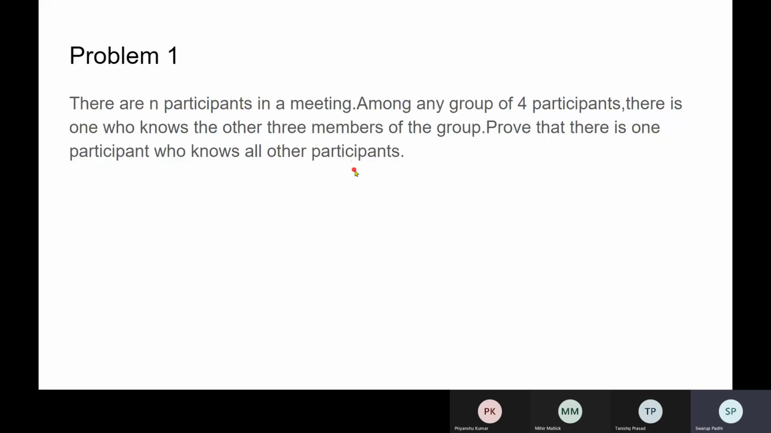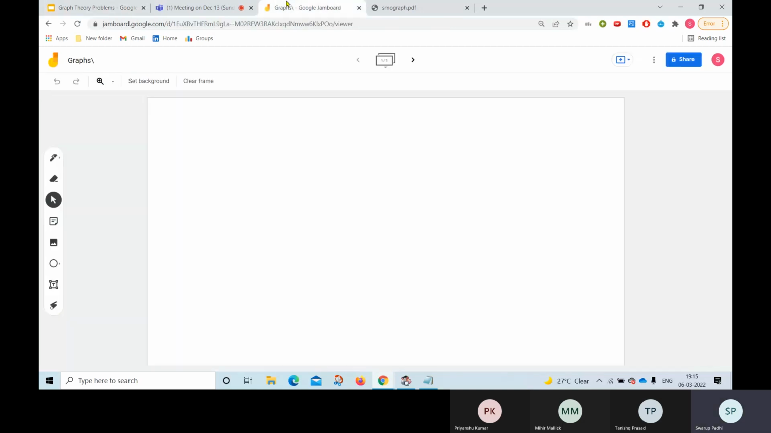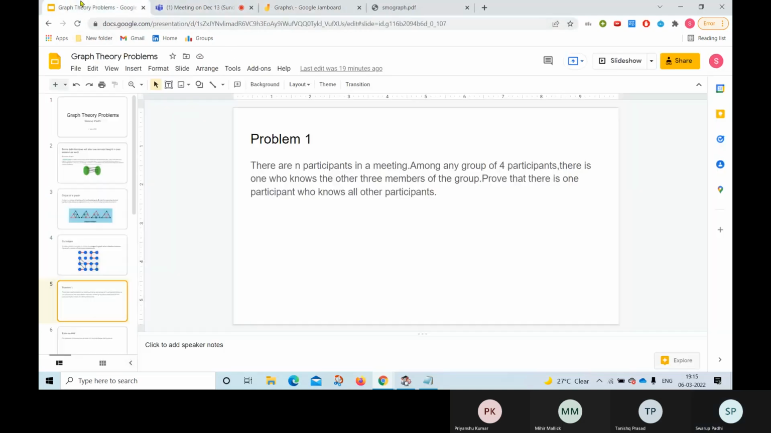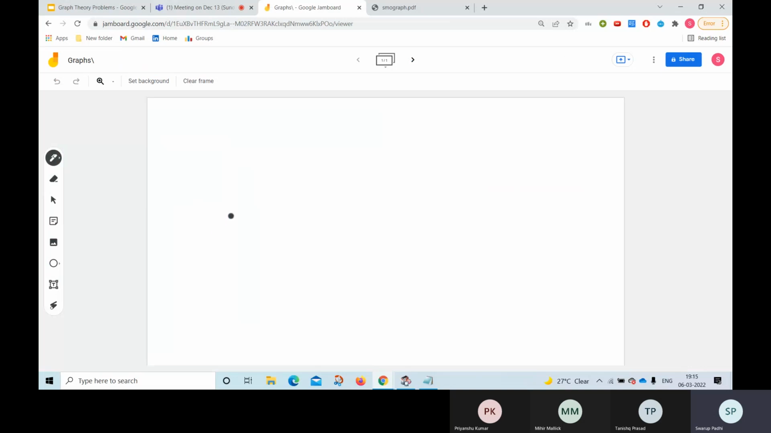So let me model this solution. Let me model the question on a graph. So let's make a representation of the problem. We are given there are n participants, and in any group of four participants, there is one who knows the other three members of the group.